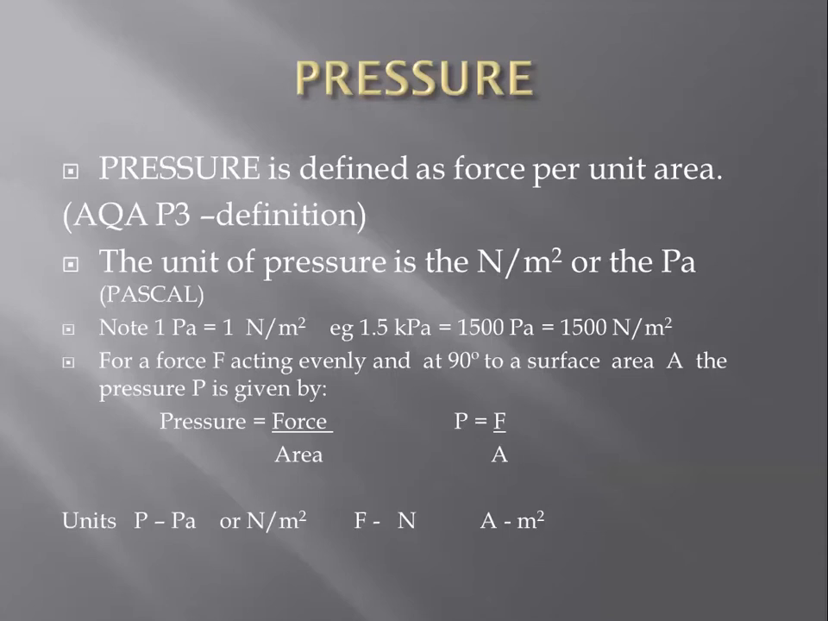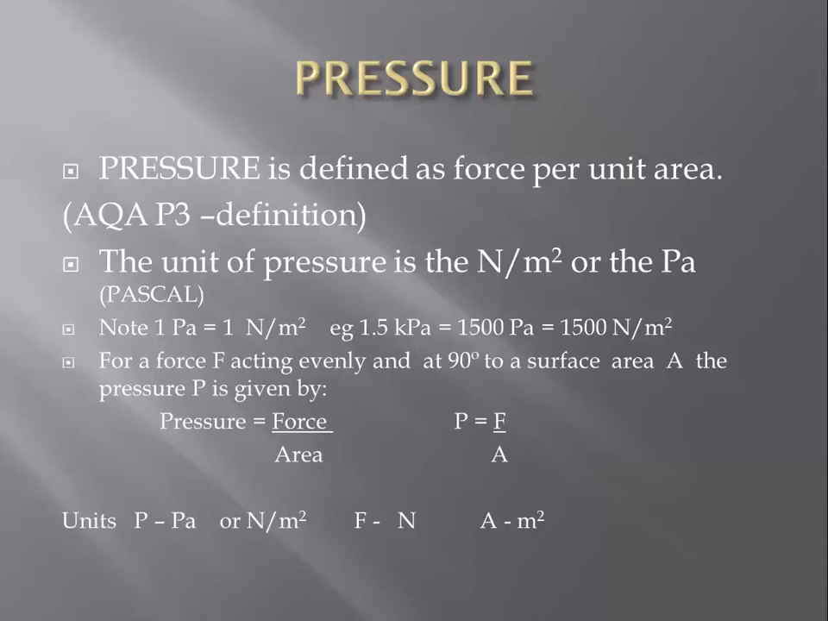metre squared. There's obviously an equation to go with this, and for a force F acting evenly and at 90 degrees to a surface area A, pressure P is given by pressure is force over area, which can be shortened to P equals F over A. Standard units are newtons per metre squared for pressure, newtons for force, and metre squared for area.